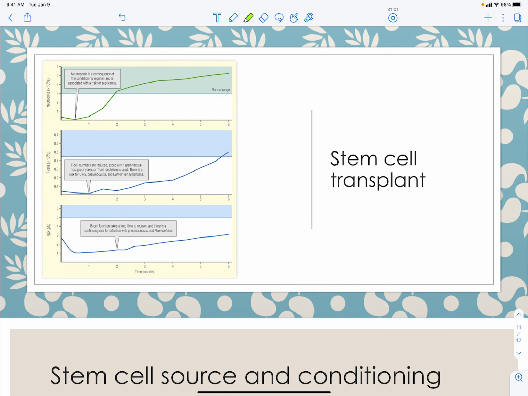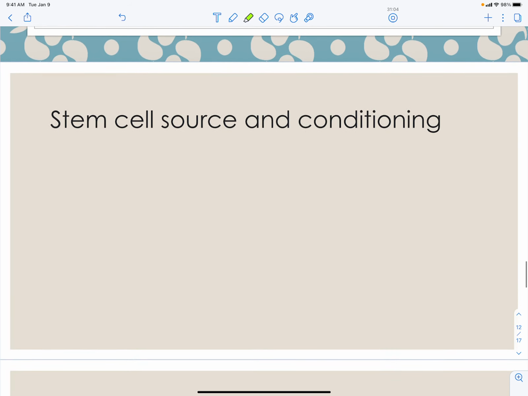And so the stem cell source is important too. So we have bone marrow, which is the usual source of stem cells. And bone marrow, of course, is going to require aspiration of donor marrow. And this is painful. It's going to be done under general anesthesia. And so there are risks involved with taking bone marrow from a donor.